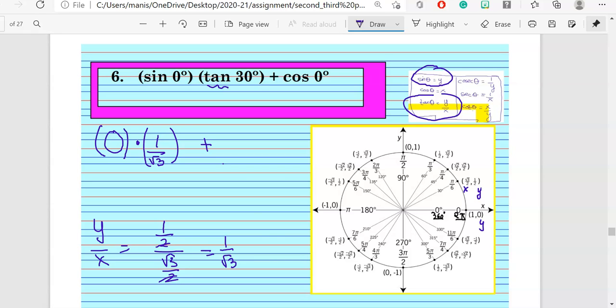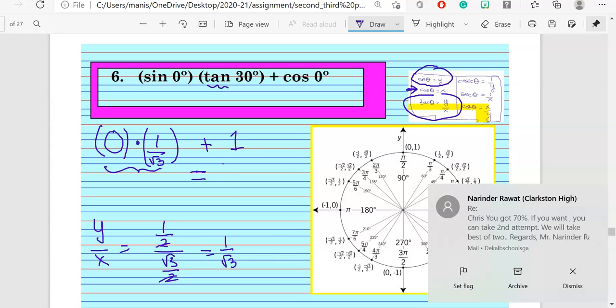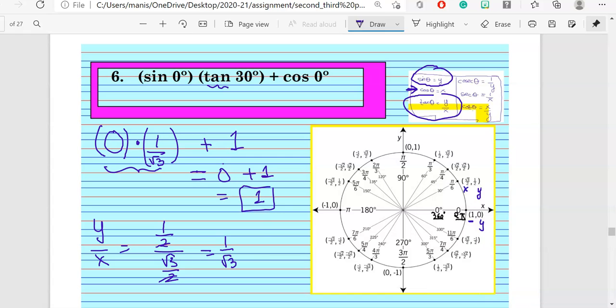Cosine is x, as you know in this one. This is your x over here. So let's go to 0 degree. Look at the value of x. That's your 1. So the answer is what? This will be 0. So 0 plus 1 gives me what? You got 1 over here. So that's your answer for this problem.